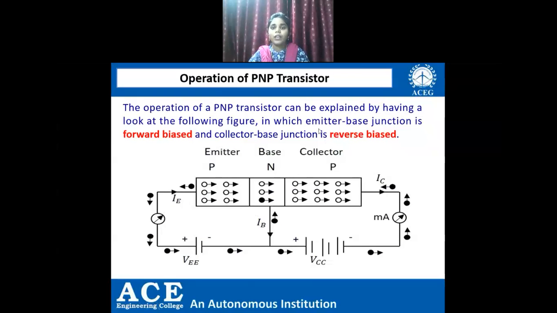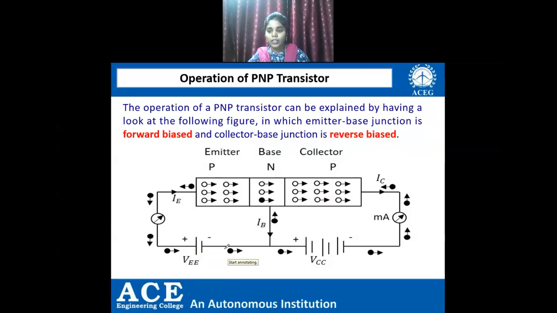Here we can see that the emitter base junction is forward biased and the collector base junction is reverse biased. Now let us analyze the circuit. This is forward biased, right? Positive is connected to the P side, and negative is connected to the N side. When it is connected like this, the P type emitter has holes, the N side has electrons, and again the P side has holes. Here positive is connected to my P side, and negative is connected to my N side.